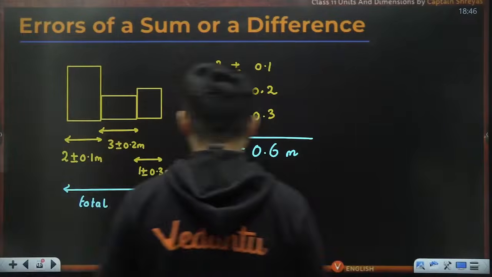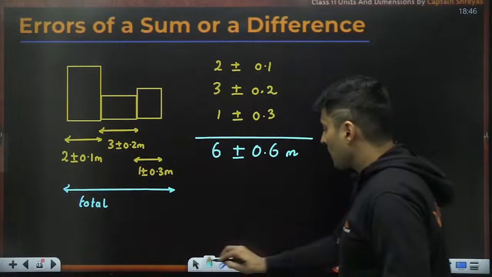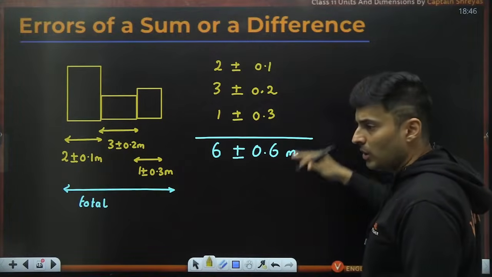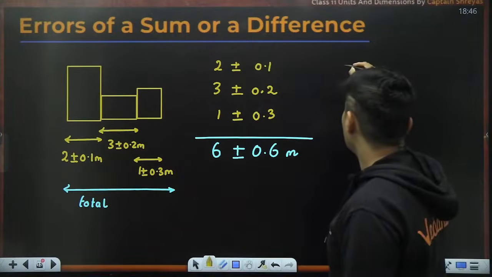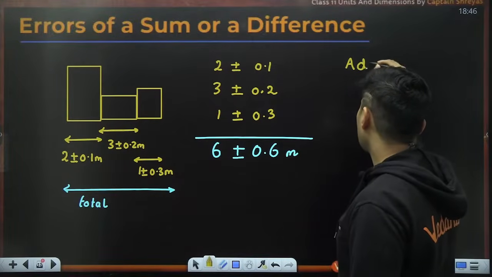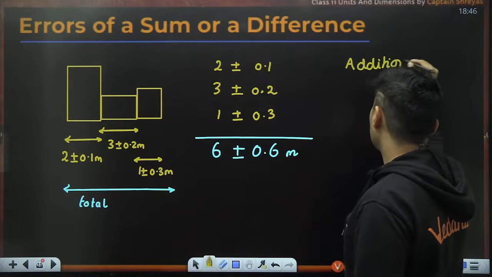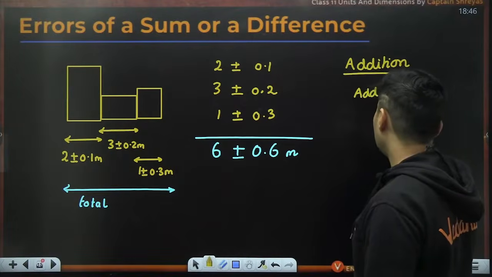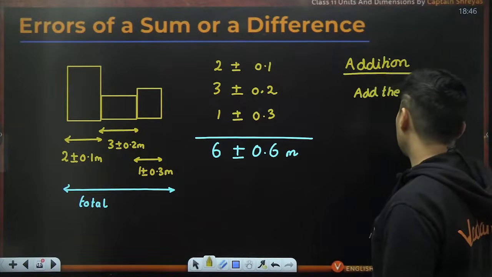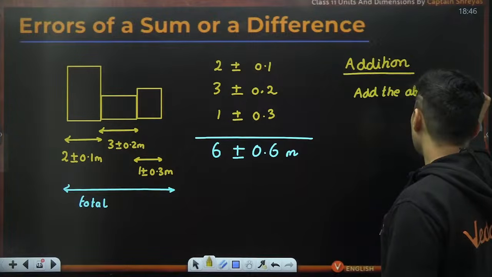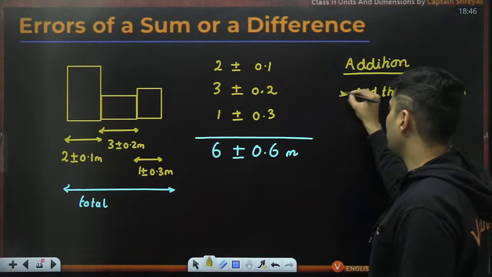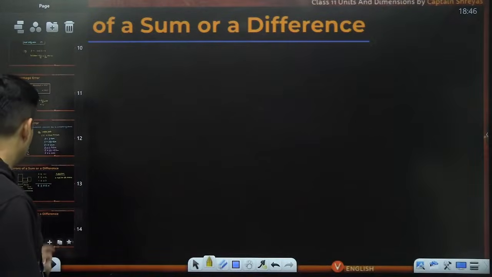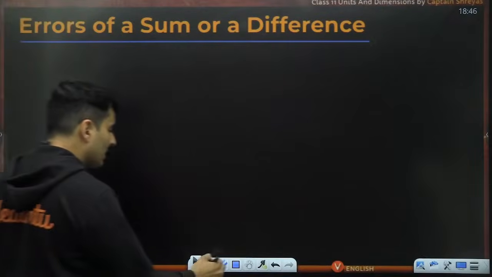Great. Perfect. Now, here the rule is during addition, you are just going to add the absolute errors. That is the idea behind it. Okay, always add. But then comes the problem when you have to subtract.